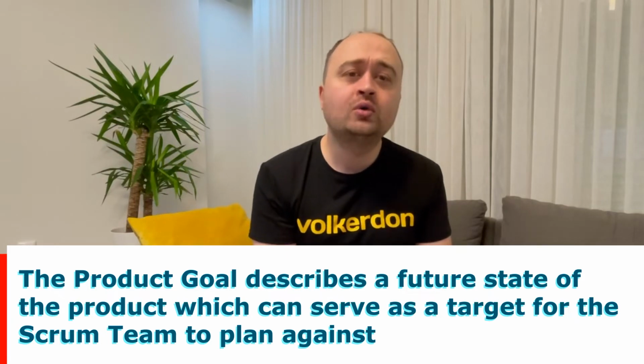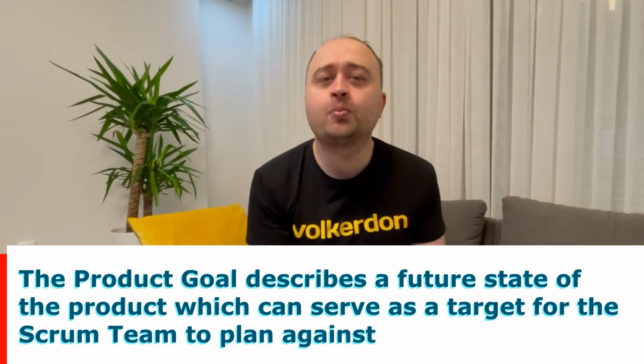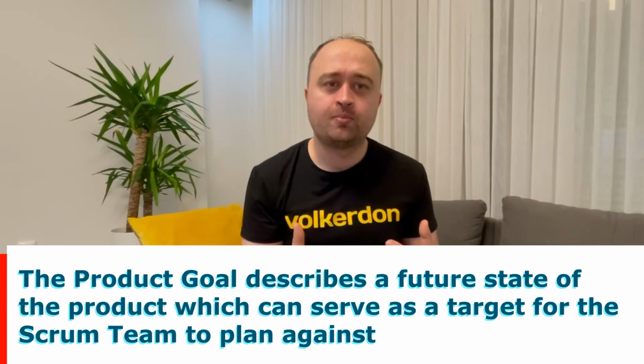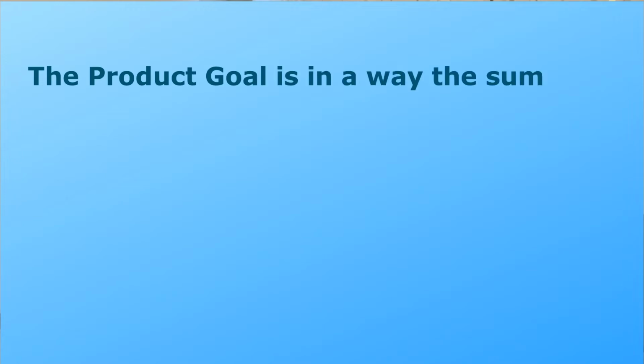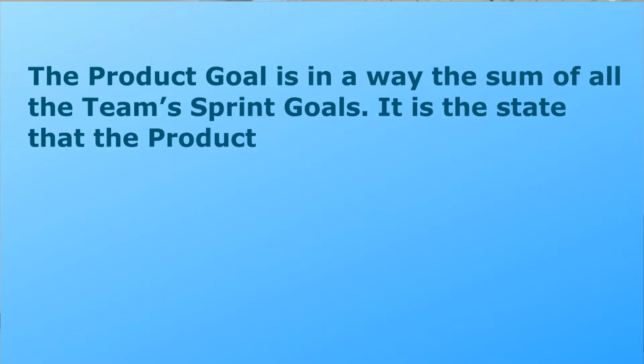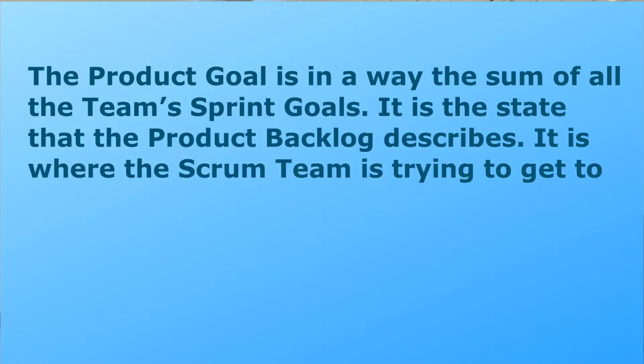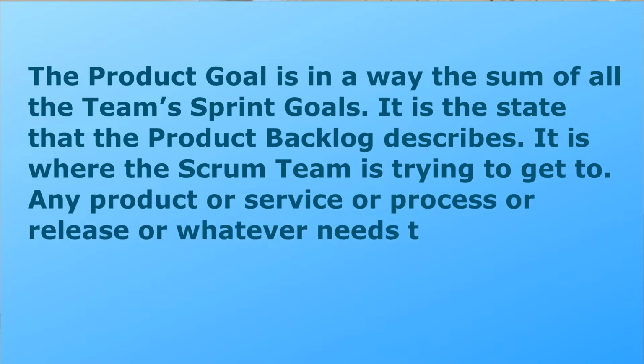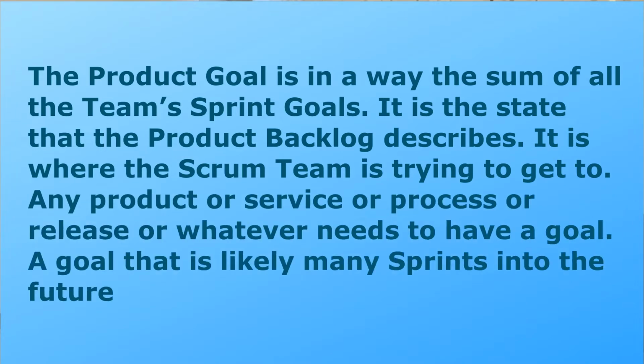The product goal is in the product backlog. The rest of the product backlog emerges to define what will fulfill the product goal. The product goal is in a way the sum of all the team's sprint goals. It is the state that the product backlog describes. It is where the Scrum team is trying to get to.